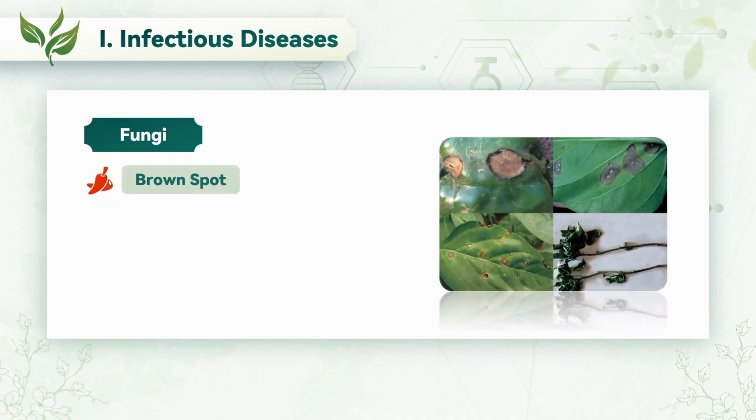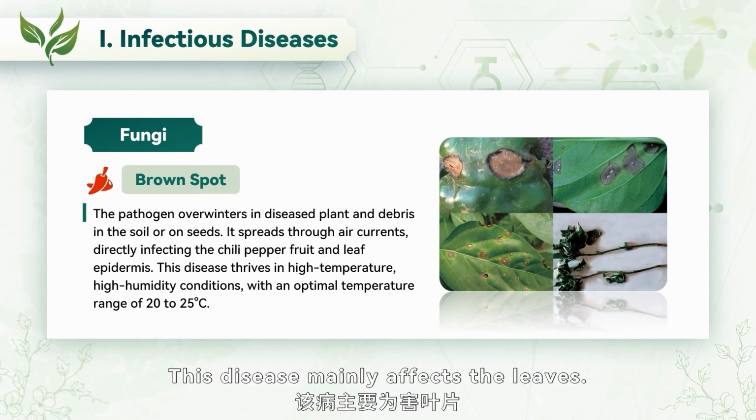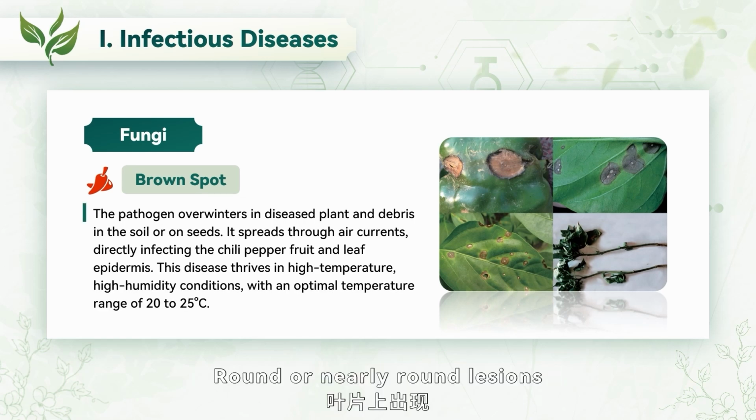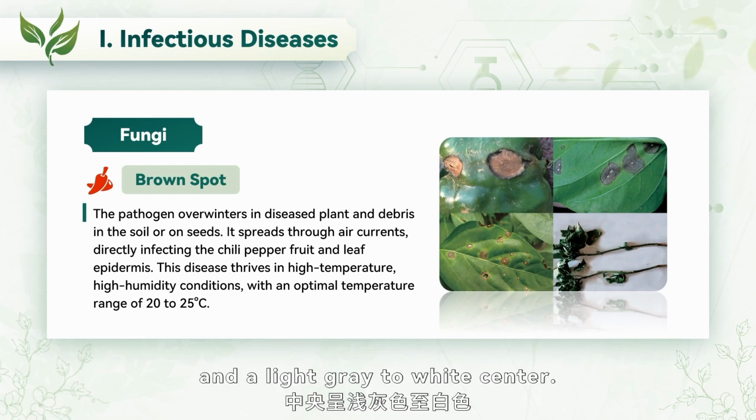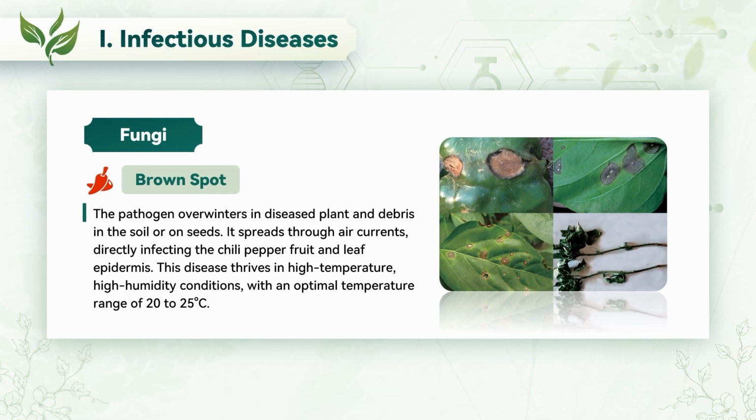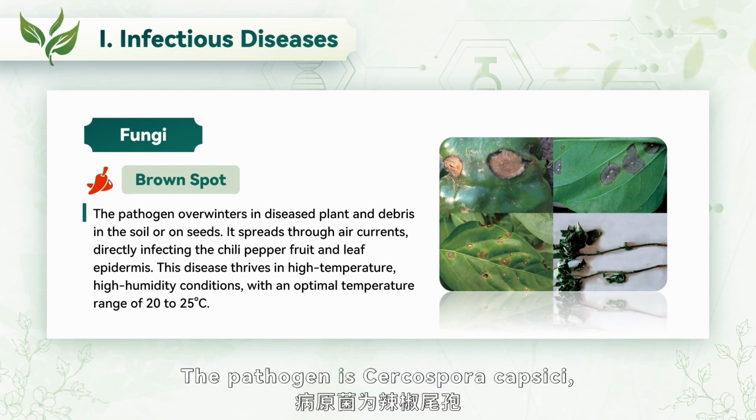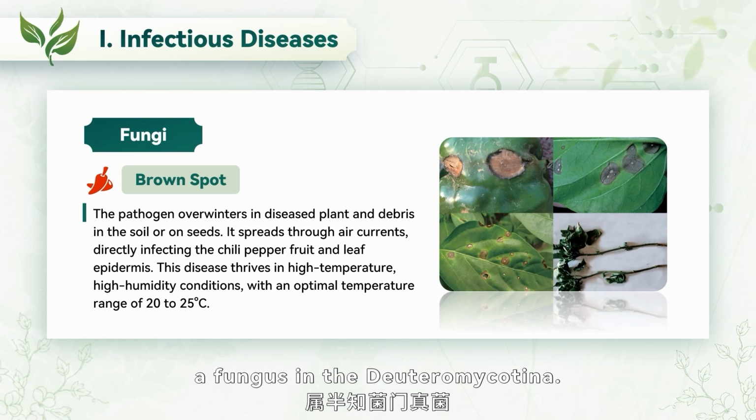Brown spot. This disease mainly affects the leaves. Round or nearly round lesions appear on the leaves, with black-brown edges and a light gray to white center. The pathogen is Cercospora capsicide, a fungus in the Deuteromycotona.